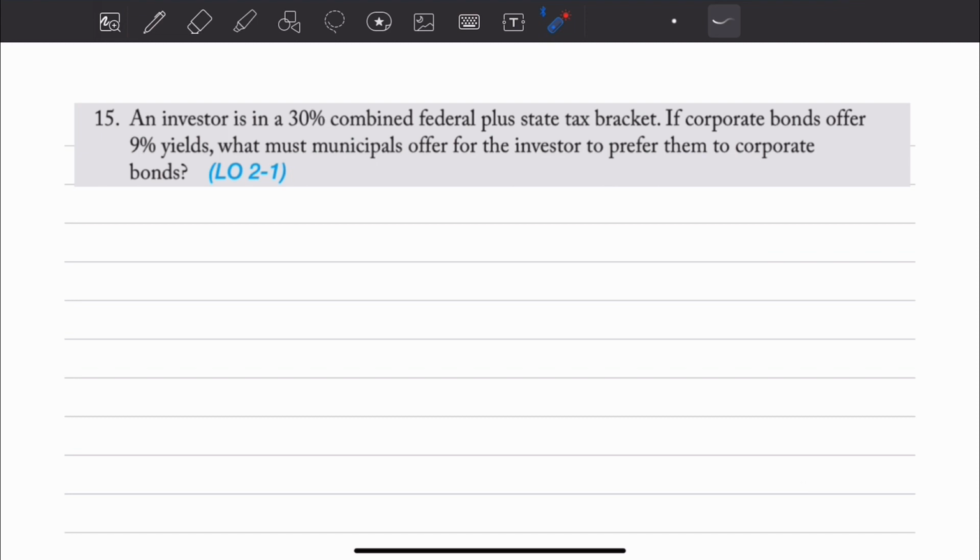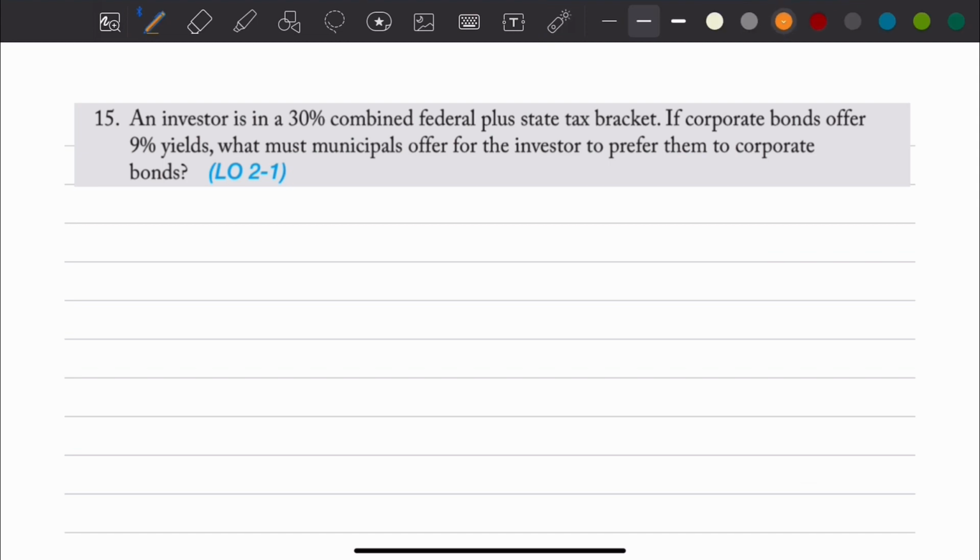So what they're telling us here is that the investor that we are advising has to pay a tax of 30%. And if he receives an offer to invest in a corporate bond that offers a 9% yield, what would be the rate of return on an equivalent municipal bond? So what's the minimum that the municipal bond needs to offer in order for it to be a viable option for this investor to consider it over the corporate bond? What do we need here?